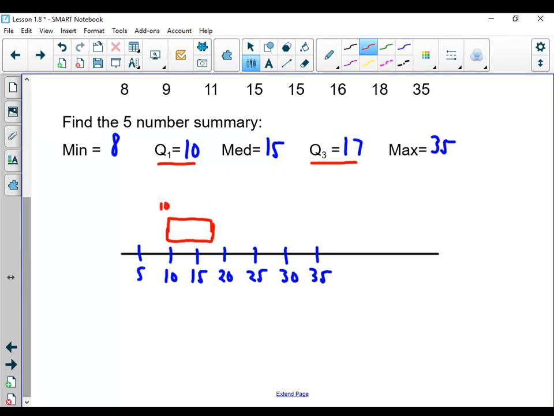Now, I usually like to label across the top as well, especially when I had to go by, in this case, 5s. You don't have to do that part, but sometimes it's a little nicer. So again, the box part starts at Q1, ends at Q3. Wherever the median is located, we're just going to put a vertical line. So 15, I'm going to put a vertical line inside that box.